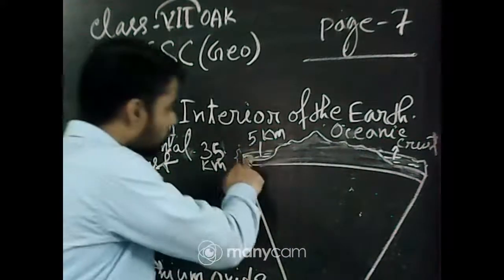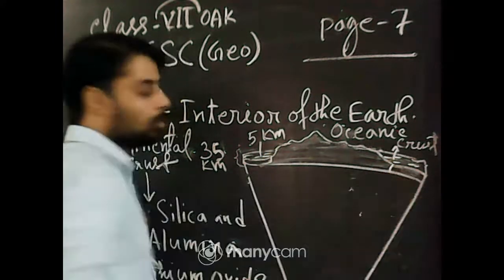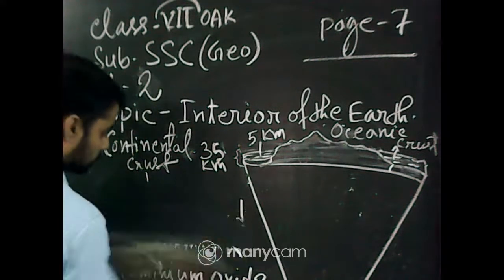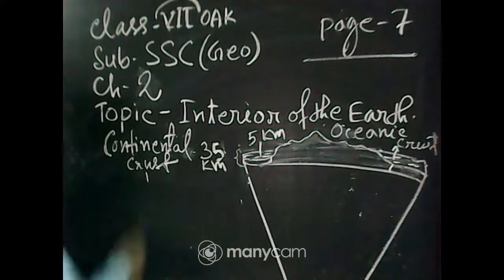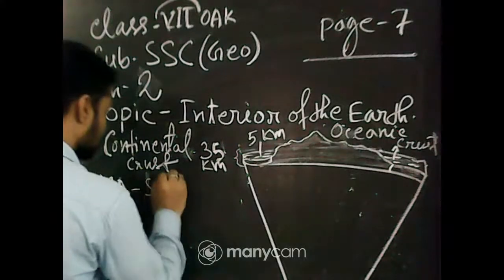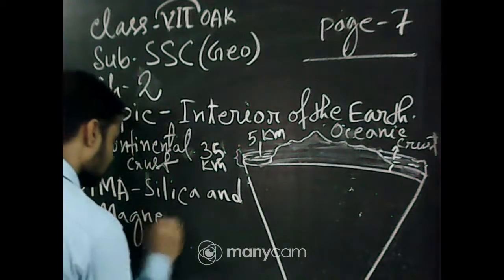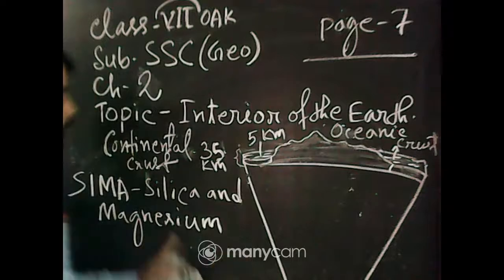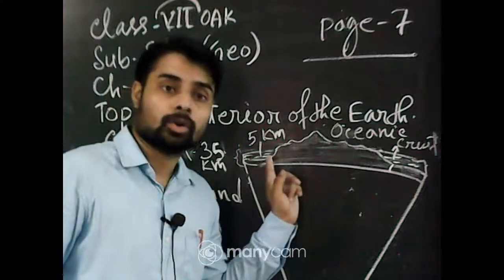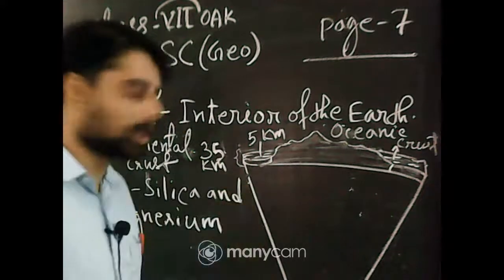Okay, and the oceanic crust, the crust below the oceans, is made up of another two minerals. They are called Sima. Sima means silica again and magnesium. Magnesium is also a white metal. It is present in the oceanic crust. So, I hope you have understood the crust portion.